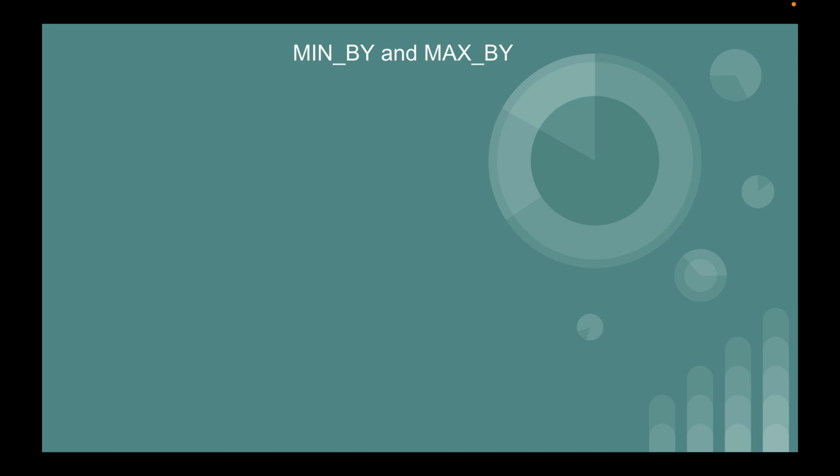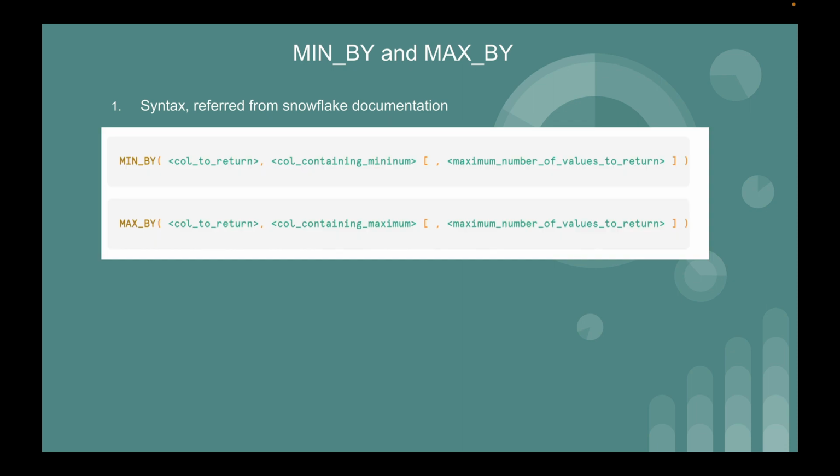In this session, we will understand what MIN_BY and MAX_BY are. So let's see the syntax first, and I have referred to this syntax from the Snowflake documentation. MIN_BY has three arguments. Number one is what exact column you want to return. Number two is the column containing the minimum. It is basically the column on which you are checking the minimum value, but the first column will be returned corresponding to that minimum value.